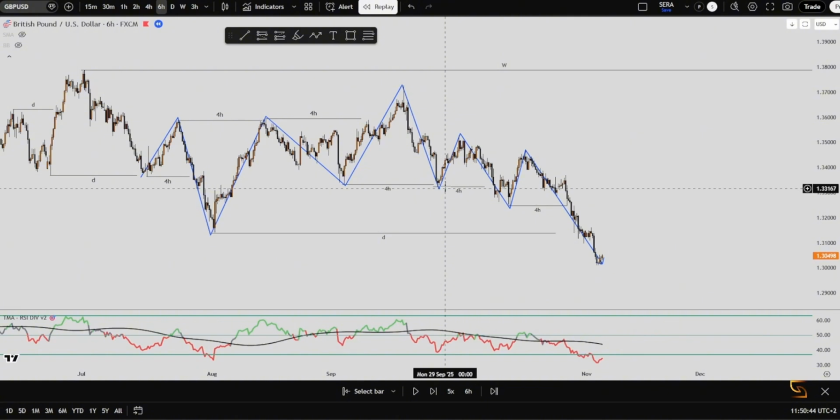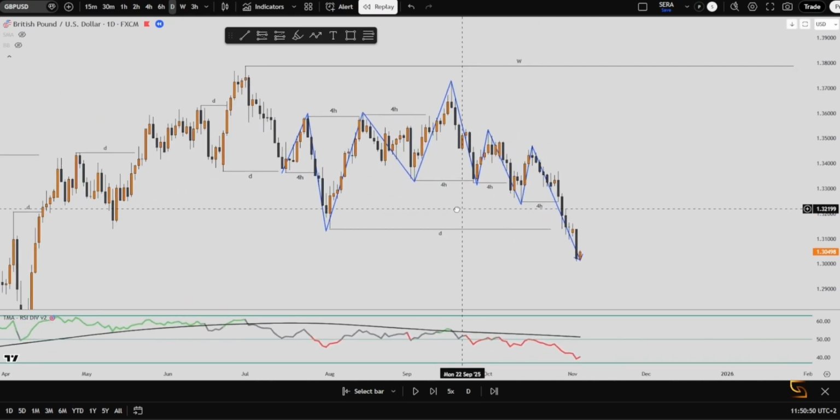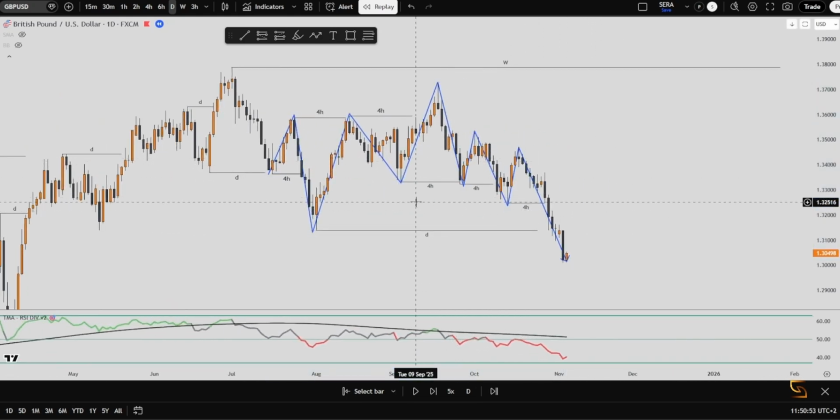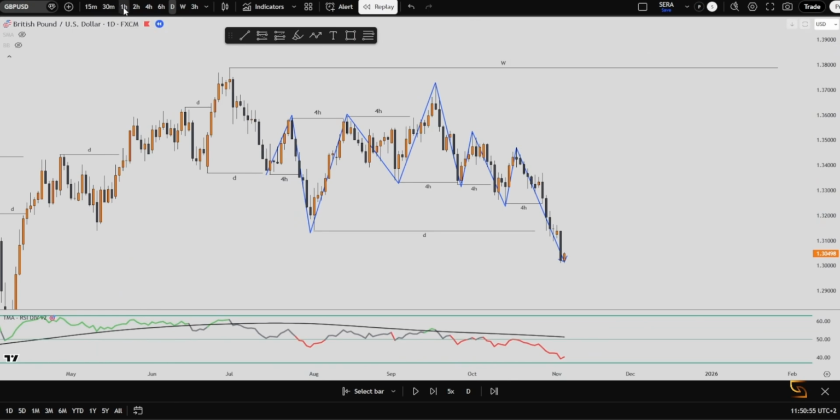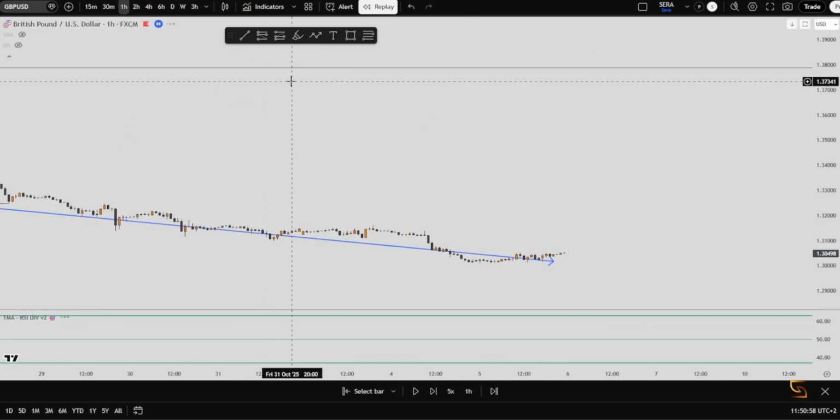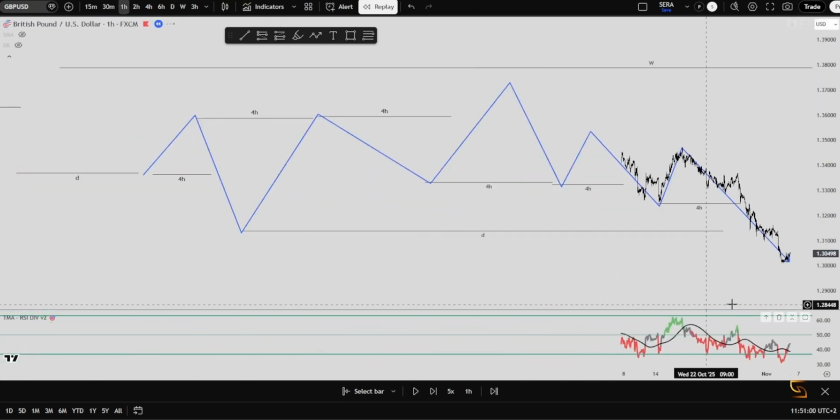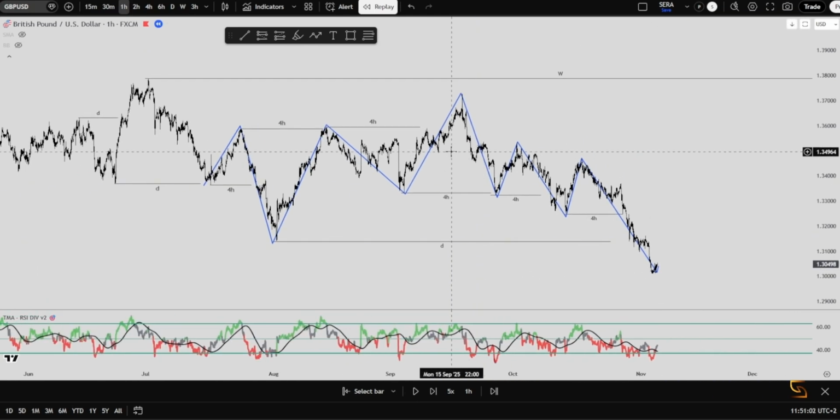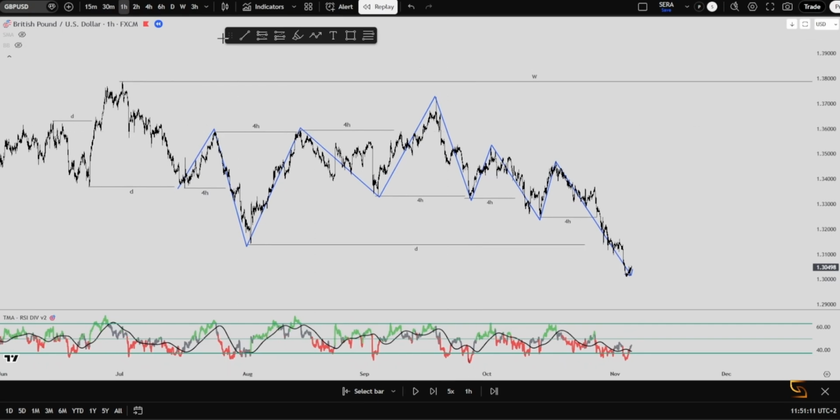If we use the 6-hour, we see the same structure. If we use the daily time frame, basically the structure is the same. If we use the chart for the 1-hour time frame, we basically have the same structure. The difference lies in the details we can observe depending on the time frame used. Now, let's go back to the 4-hour chart time frame.